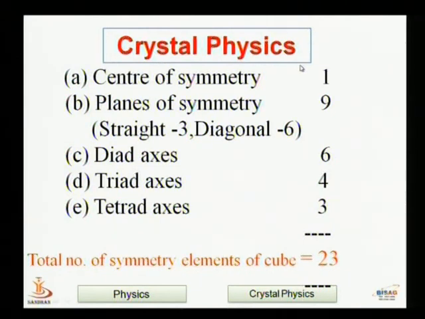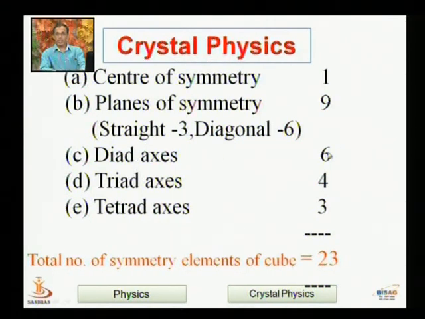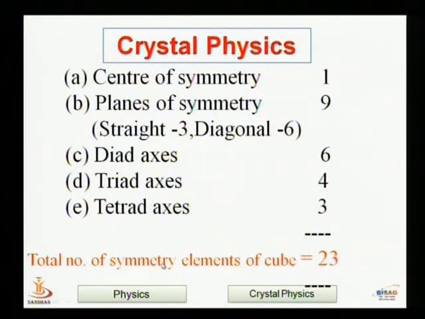So number of symmetry elements for a cubic crystal system: 1 symmetry element, center of symmetry, or you can say inversion center, that is 1. Planes of symmetry 6, diagonal planes and 3 straight planes. In total there are 9 planes. Diad axis 6, triad axis 4, tetrad axis 3. So if you make summation of these elements, it becomes 23. So you can say that the cubic crystal system possesses total 23 symmetry elements, and this is highest among all types of crystal system.